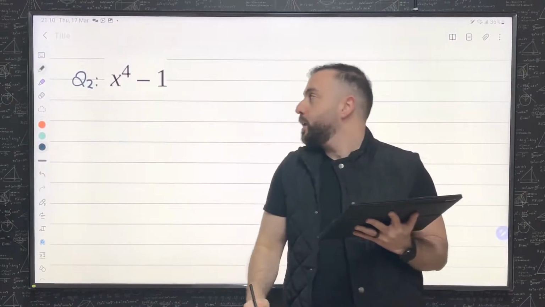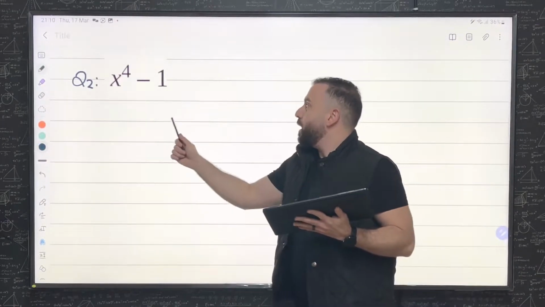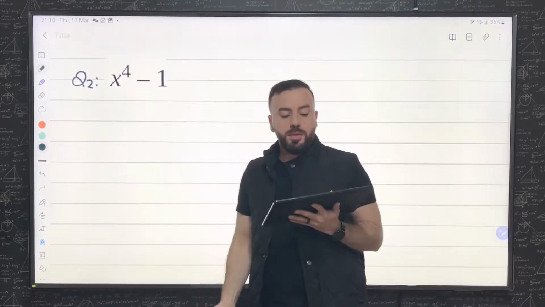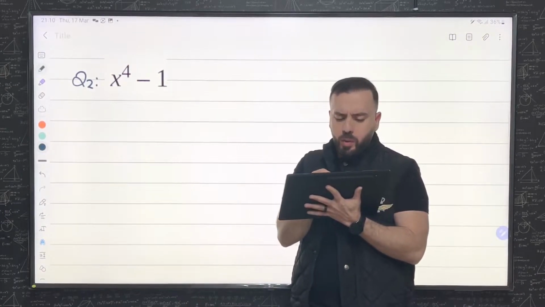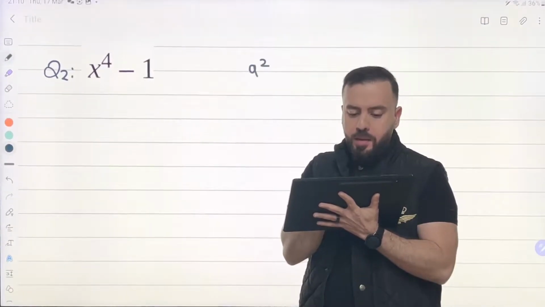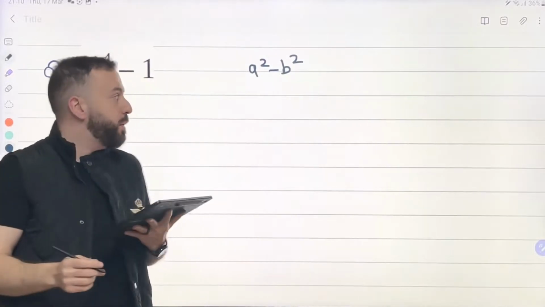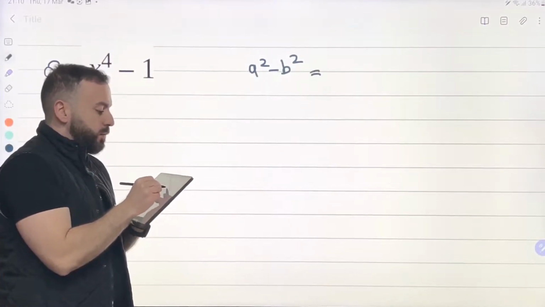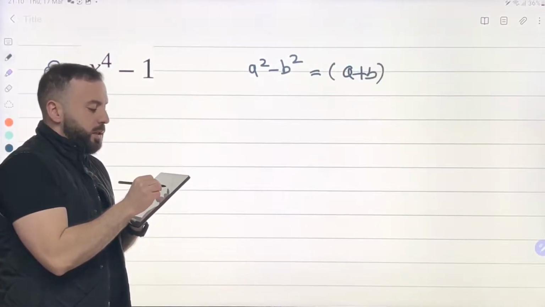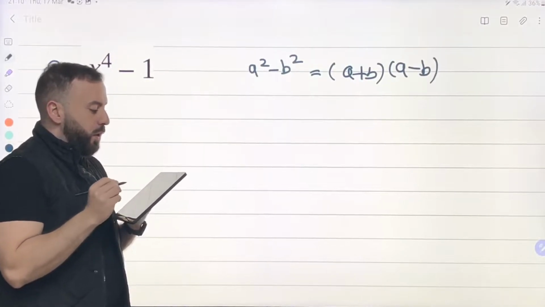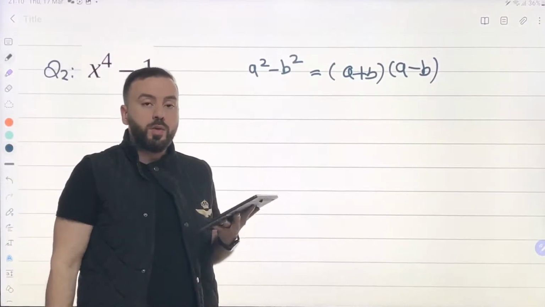Go for question 2. Okay, question 2. Check this. How can I factorize x power 4 minus 1? First of all, remember this rule, which is a squared minus b squared, which is equal to a plus b times a minus b. That's what I call the difference between two squares.